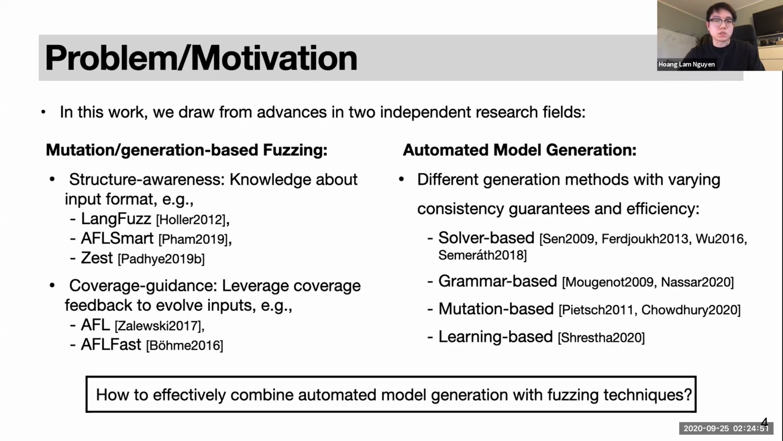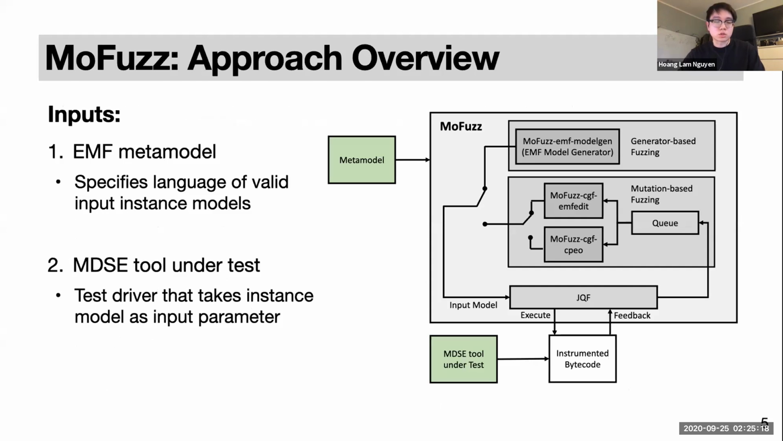While this instantiation of the fuzzing problem to the modeling tools is fairly trivial, the problem is it is unclear how to effectively combine these techniques. So the main question we are trying to answer with our work was to find out how to effectively combine automated model generation with fuzzing. So our overall approach looks like this.